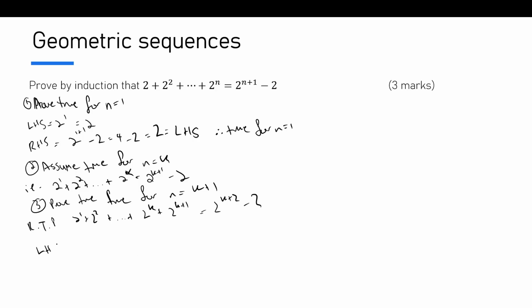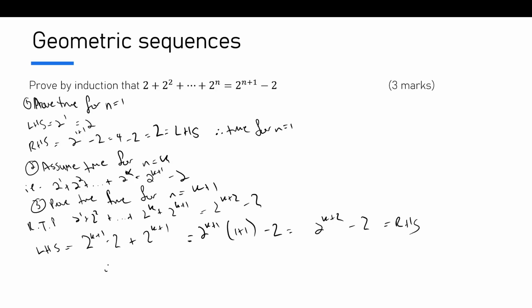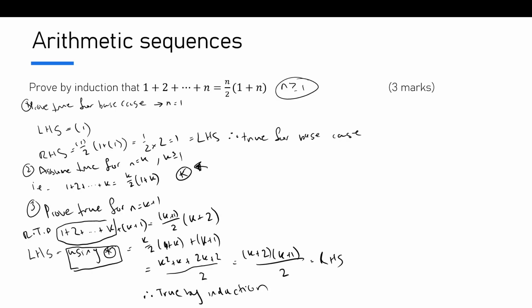So what we're going to do is rearrange our left-hand side now. So now that we have this here and we have our second assumed statement, that's now equal to 2 to the k plus 1 minus 2 plus 2 to the k plus 1. So now we're going to group our 2 to the k plus 1's together. Now we get 1 plus 1 times 2 to the k plus 1, minus 2. And then that becomes 2 to the k plus 2 minus 2, which is equal to our right-hand side. Therefore, true by induction.